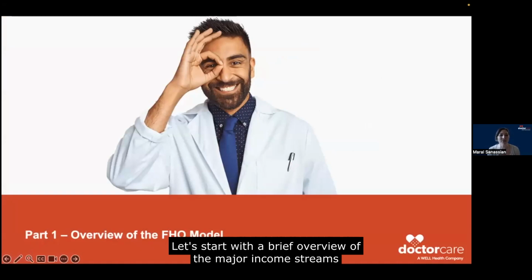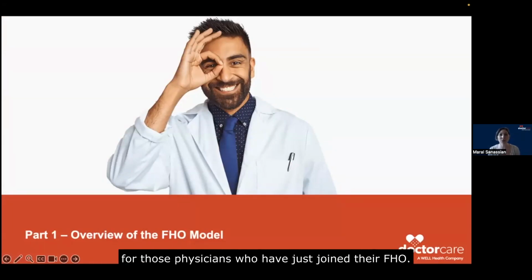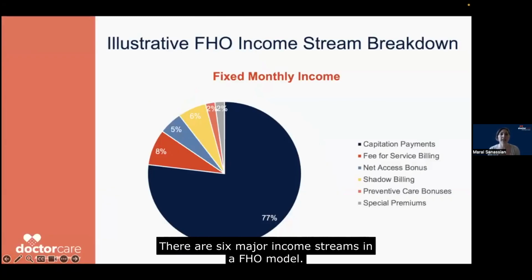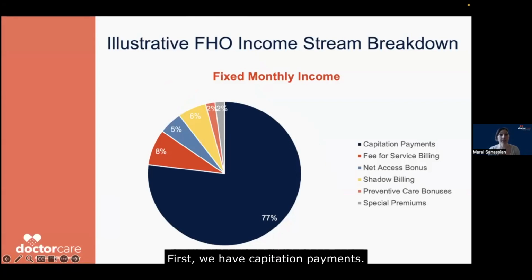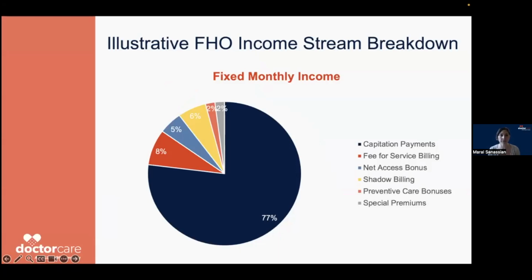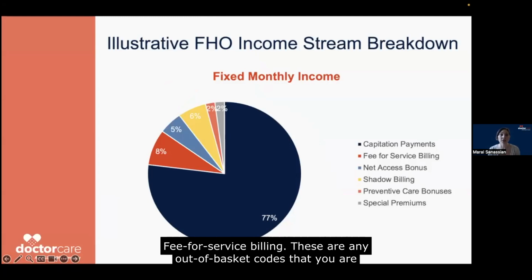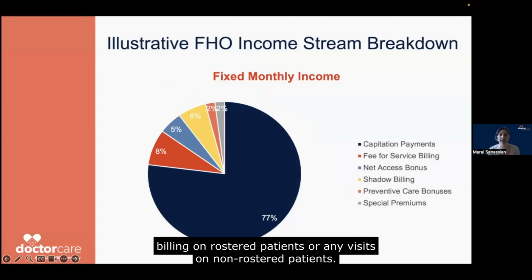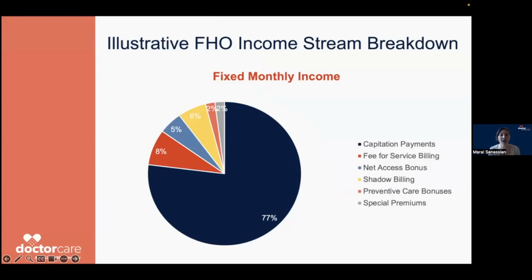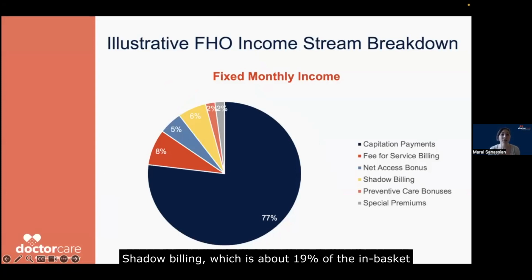Let's start with a brief overview of the major income streams for those physicians who have just joined their FO. There are 6 major income streams in a FO model. First, we have capitation payments. These are payments that you receive annually for your rostered patients. Fee-for-service billing. These are any out-of-basket codes that you are billing on rostered patients or any visits on non-rostered patients. Access bonus. This is a bonus that you receive monthly for managing your outside use. Shadow billing, which is about 19% of the in-basket services that you are providing to your rostered patients.